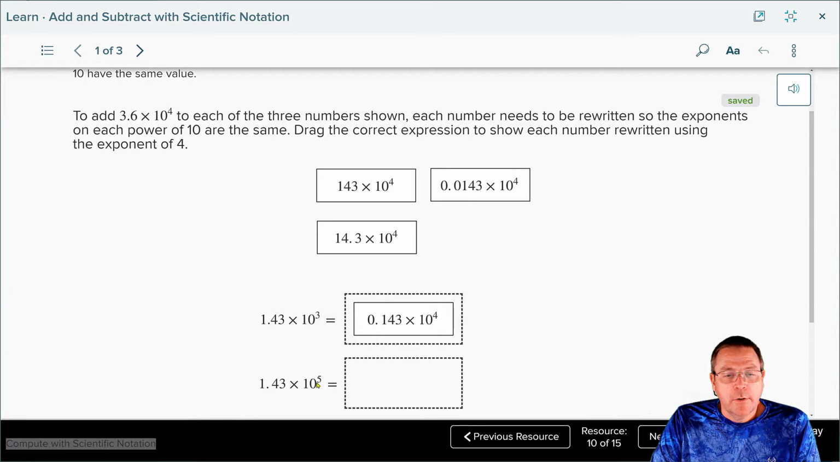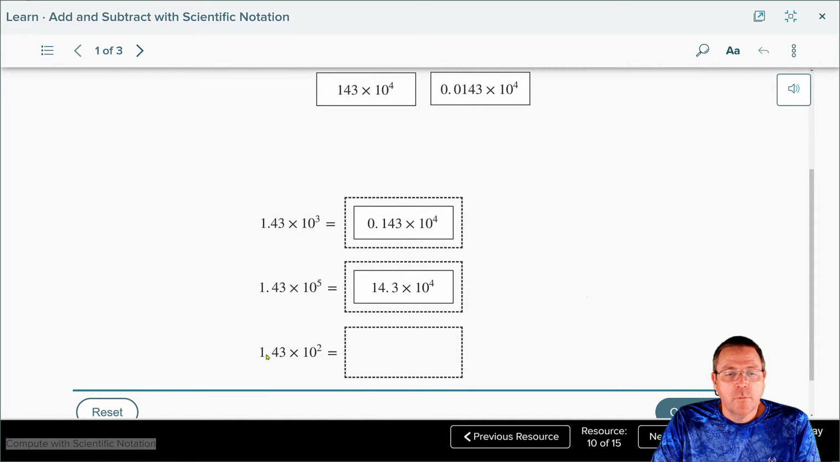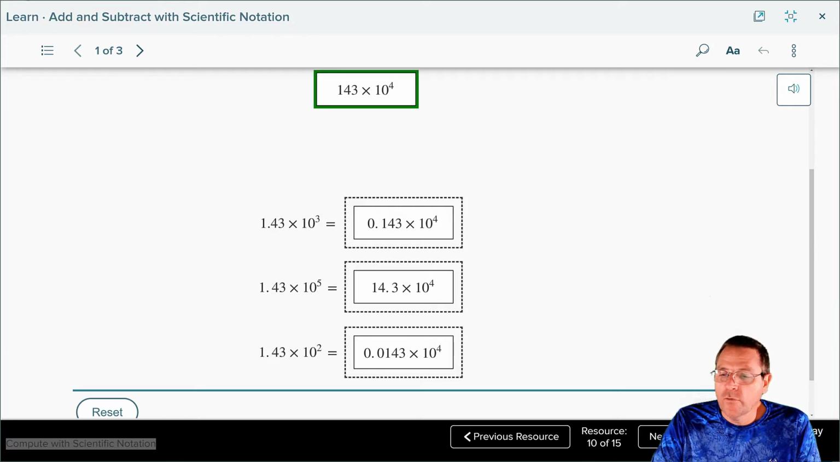This one right here is an exponent of 5. So to make it 4, I'm going to have to move the decimal one space to the right. So it's going to be 14.3. Next, we have 1.43 times 10 to the 2. We have to get it to be 10 to the 4. So we have to go 2 spaces to the left to make it 10 to the 4, which is going to give us that one, which means this poor lonely soul is not going to get used. So sad.